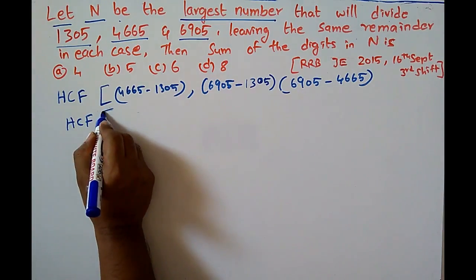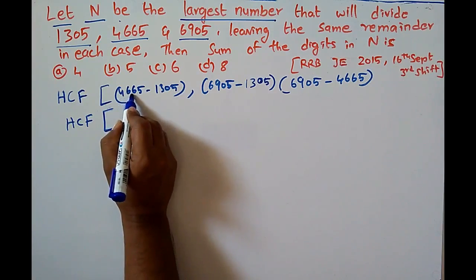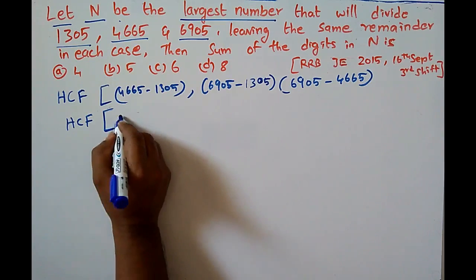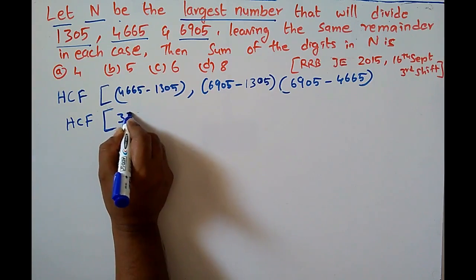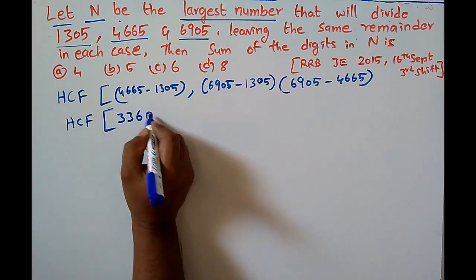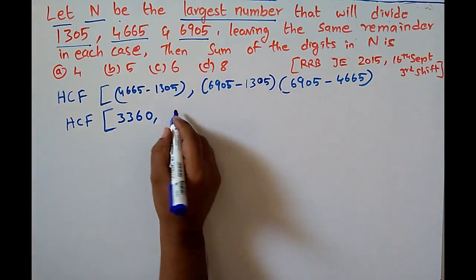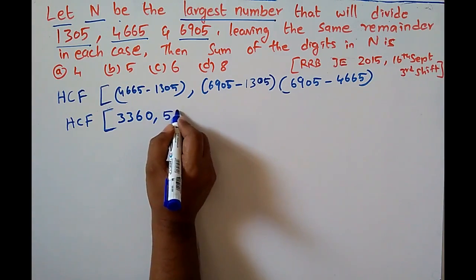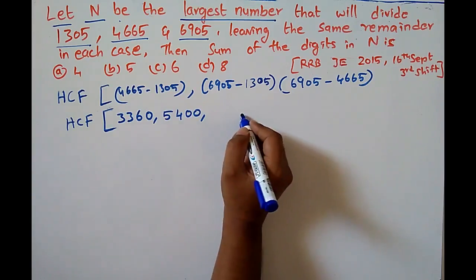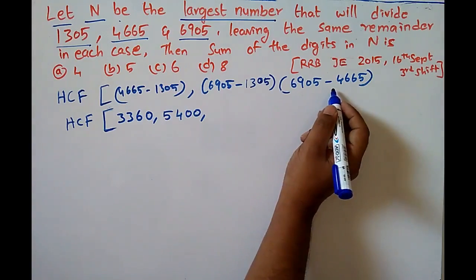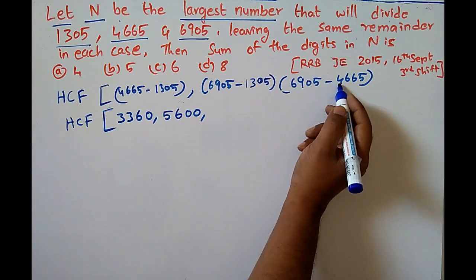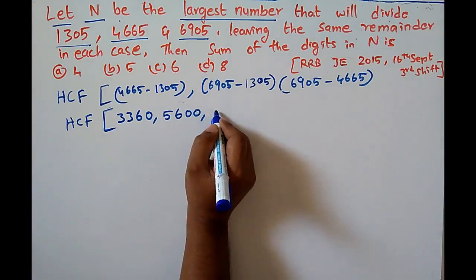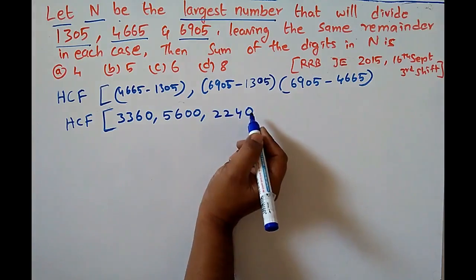The HCF of the differences of these numbers. 4665 minus 1305 is 3360. 6905 minus 1305, we get 5600. Here 6905 minus 4665, we get 2240.